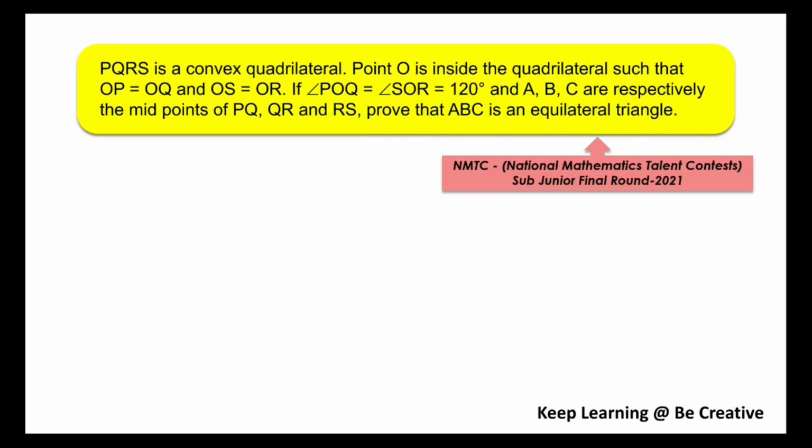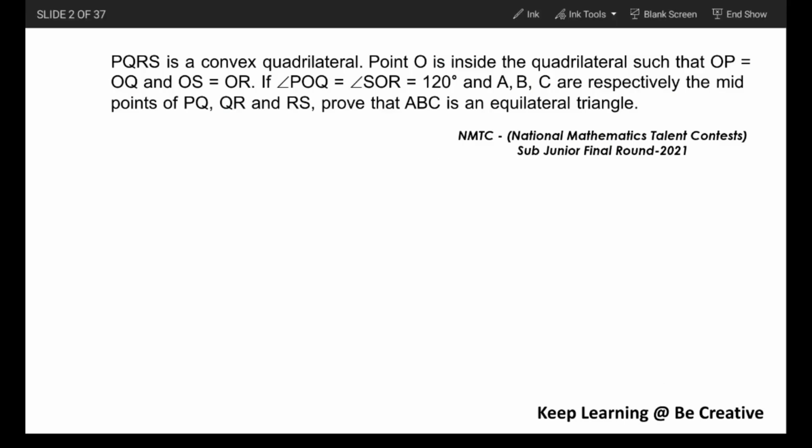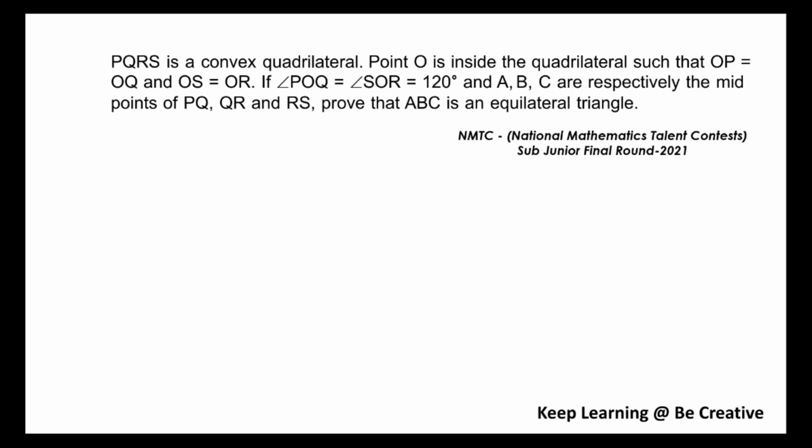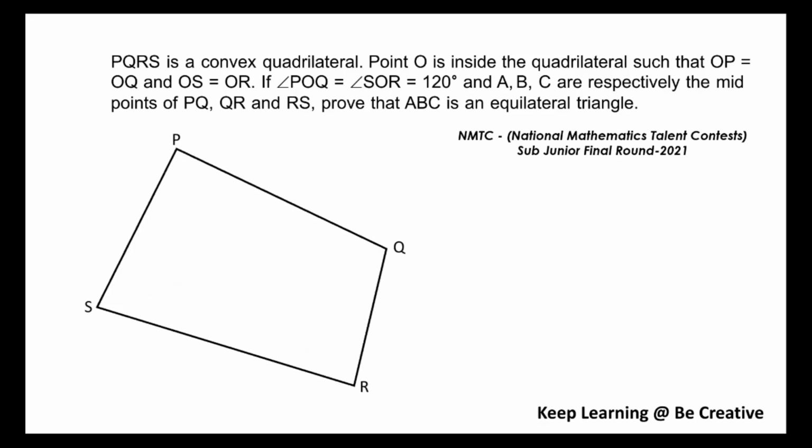So the first thing is to draw the correct diagram. Let's begin with drawing the correct diagram for this given information. First, PQRS is a convex quadrilateral. We need a point O inside the quadrilateral such that OP equals OQ and OS equals OR. Also, angle POQ equals angle SOR, which equals 120 degrees. So we can mark these two angles as 120 degrees.